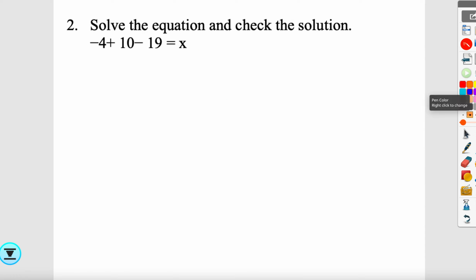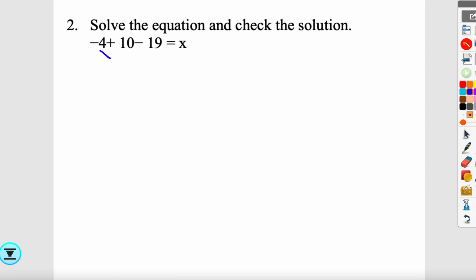Number 2. Solve the equation and check the solution. Negative 4 plus 10 minus 19 equals x. So pretty much x is already by itself, so technically we just got to combine these like terms here. And these are like terms because they're constants. They're all numbers, so we can combine these numbers.